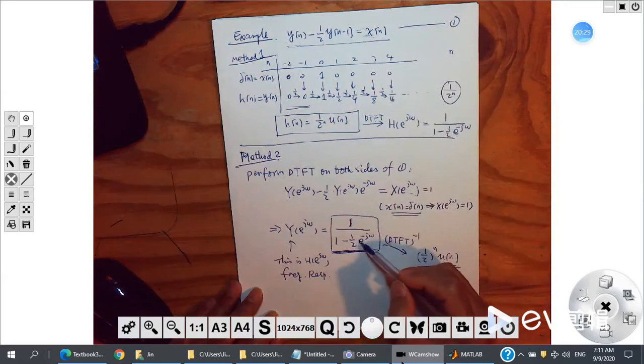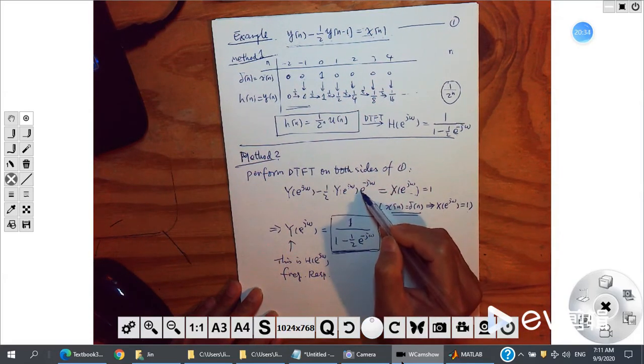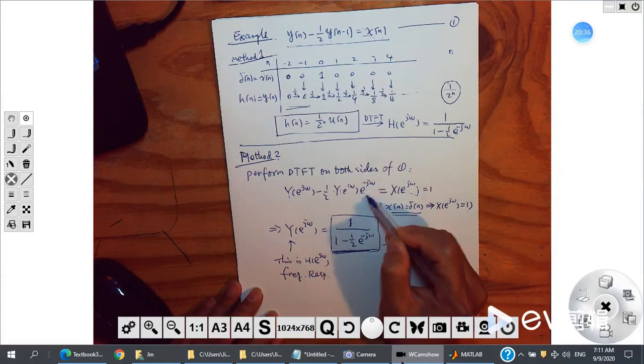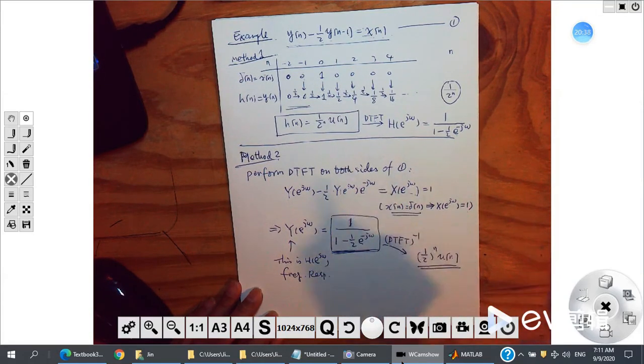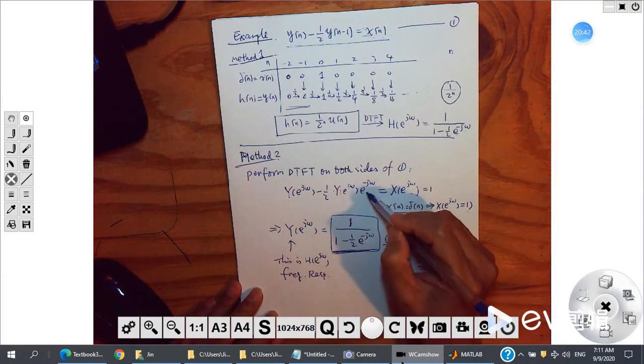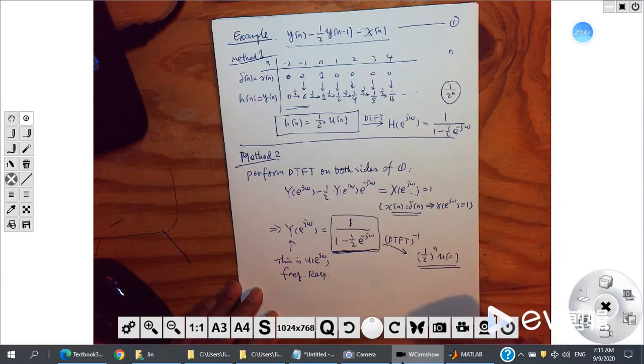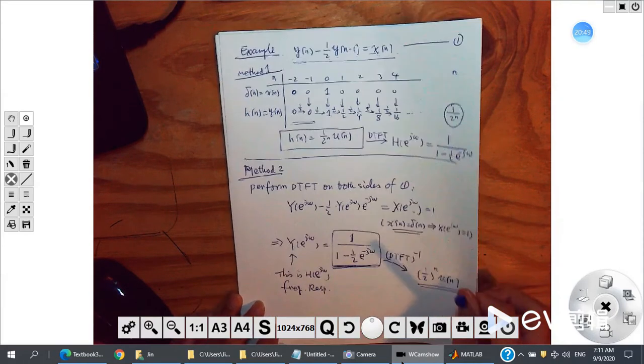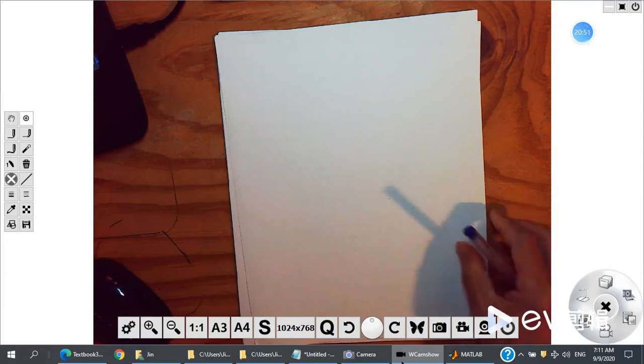Then you have e to the negative j omega, right? We know shifted means you multiply by this term in the frequency domain. Shifted in the time domain, then in the frequency domain you multiply by this power. Okay. Then we can have one more complex example.